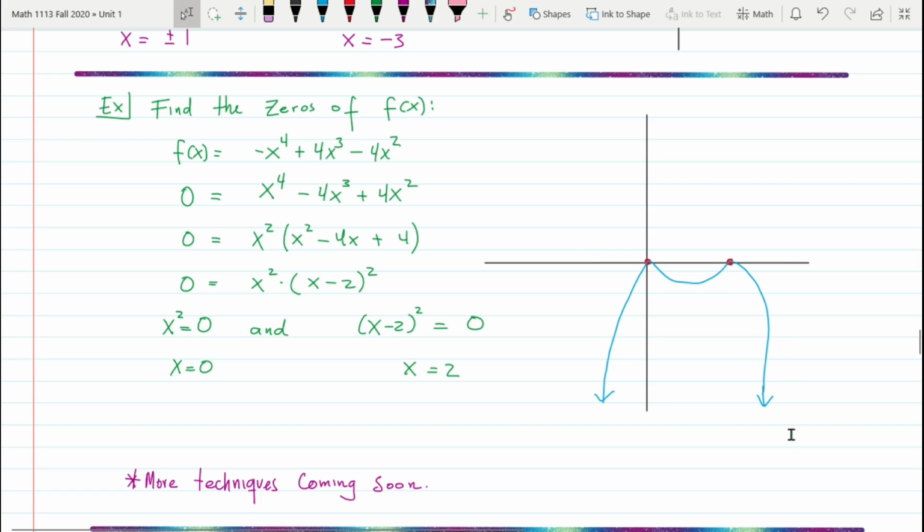Okay? What I mean by more techniques coming soon is more techniques on figuring out the zeros, right? These two examples were just kind of like a warm-up to try to remember factoring and how to solve for 0 and make use of the zero product property.